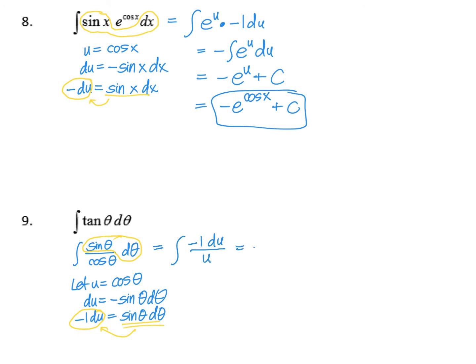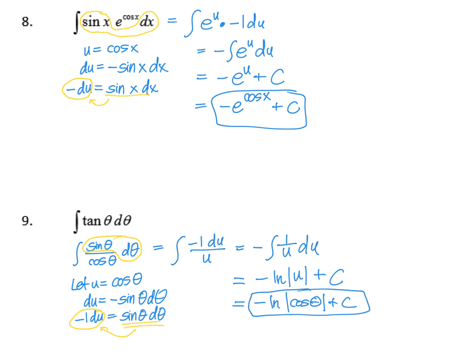Another way to write this is negative 1 times the integral of 1 over u du. All right, the integral of 1 over u is ln of the absolute value of u. And then we also have the plus c. Then we reverse substitute the cosine theta back in for u, and so now we have this as the answer.